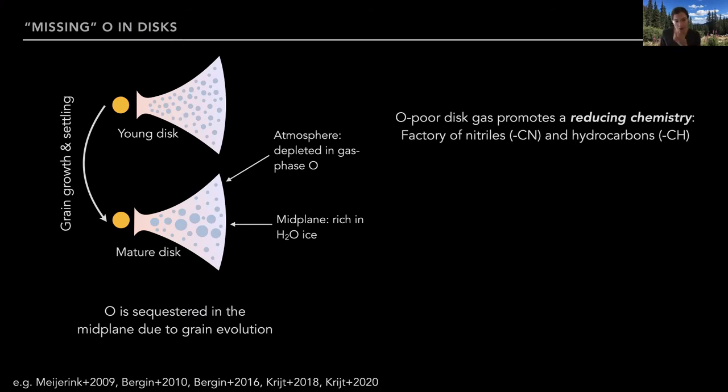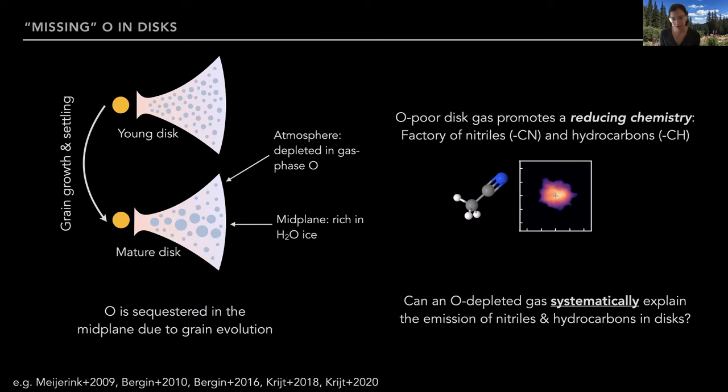Predictions are that in an oxygen-poor gas, you'll actually promote a very reducing chemistry, meaning the production of molecules like nitriles and hydrocarbons should be very efficient. So this can qualitatively explain why we see this exceptionally bright emission of the complex nitriles like methyl cyanide. But it hasn't actually been explored whether this oxygen-depleted gas framework can systematically explain the emission patterns that we see in disks.